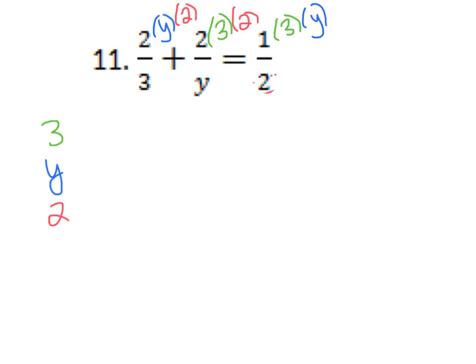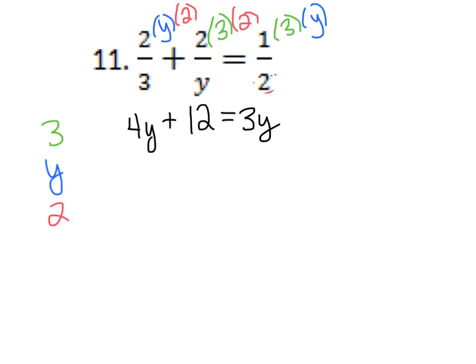So now we start multiplying. First one we go 2 times y, which is 2y, times 2, that makes 4y, plus, here I've got 2 times 3, which is 6, times 2 is 12, equals, and on the right hand side, 1 times 3 is 3, times y is 3y.